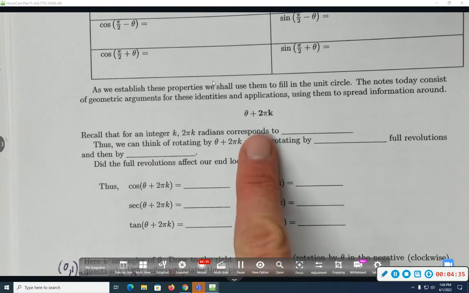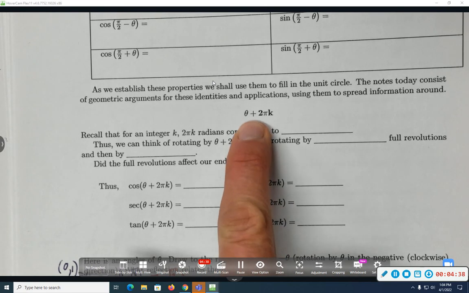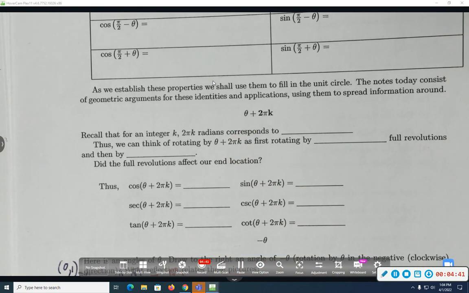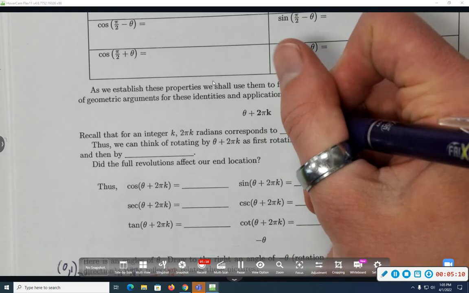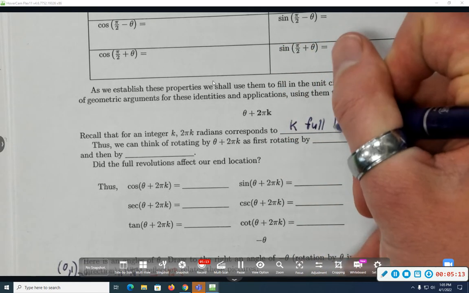So first, let's think about what happens if instead of evaluating trig functions at some input theta, you add a multiple of 2 pi to that angle theta. Let's just think about what that means. If k is an integer, then what sort of angle is 2 pi times k? What angle is 2 pi? 360 degrees, one full revolution. It's all the way around the circle. So that 2 pi k radians is k full revolutions.